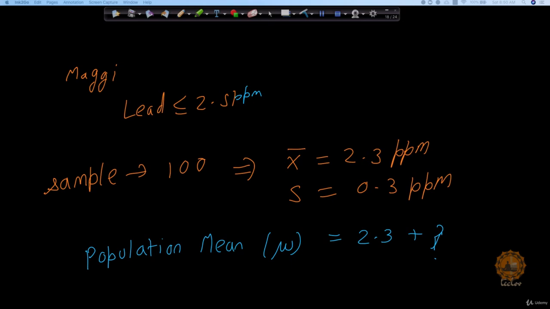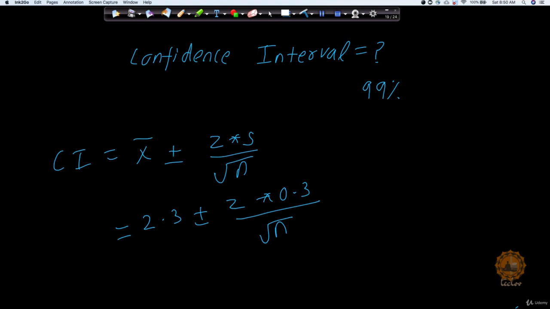Now, my question is that my population mean is going to be somewhere within 2.3 plus some question mark, right? Though this is the permissible limit, the whole population has the data and I don't know about that population mean. So I would go with an assumption that it's going to be plus or minus something, but I don't know the exact value of this question mark. If I now decide on my confidence interval, can I say that with some confidence, if my Maggi is coming in this range, then I'm safe?